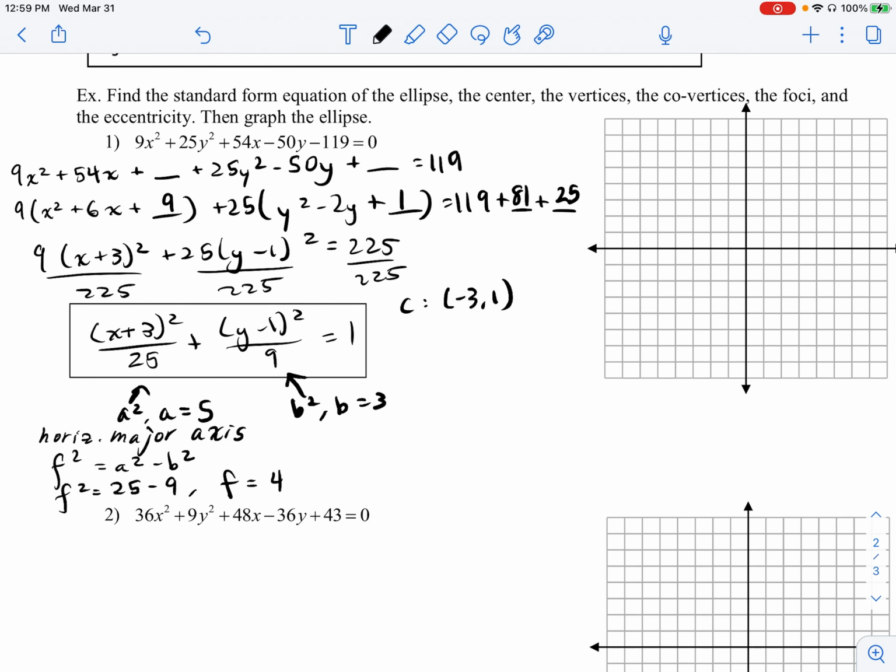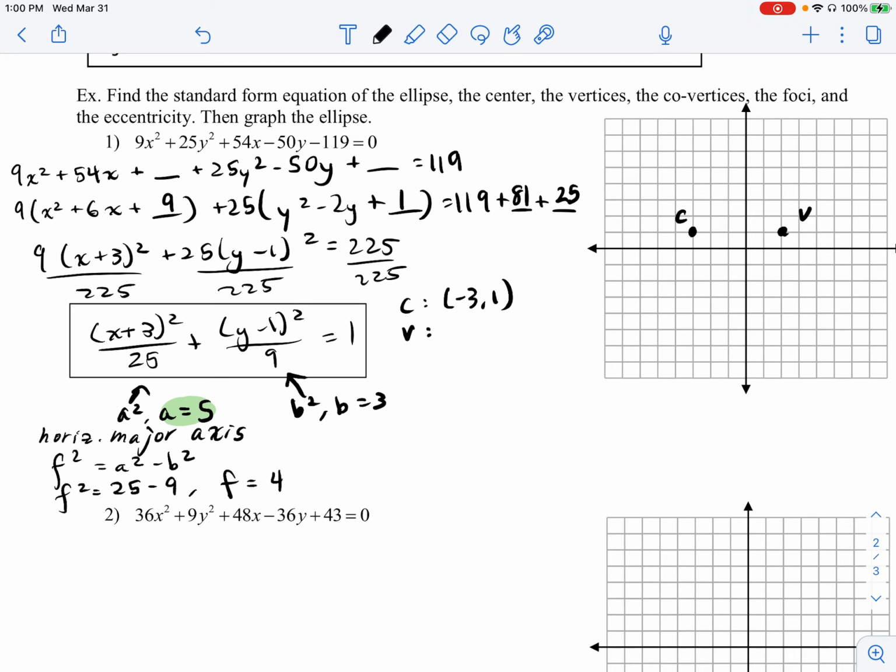So first off, if I know my center is at negative 3, positive 1, there's my center. I know that my major axis is horizontal, and my vertices are going to be located 5 units apart on each side of the center. So I can just count 5 this way and say, hey, here's my first vertex.